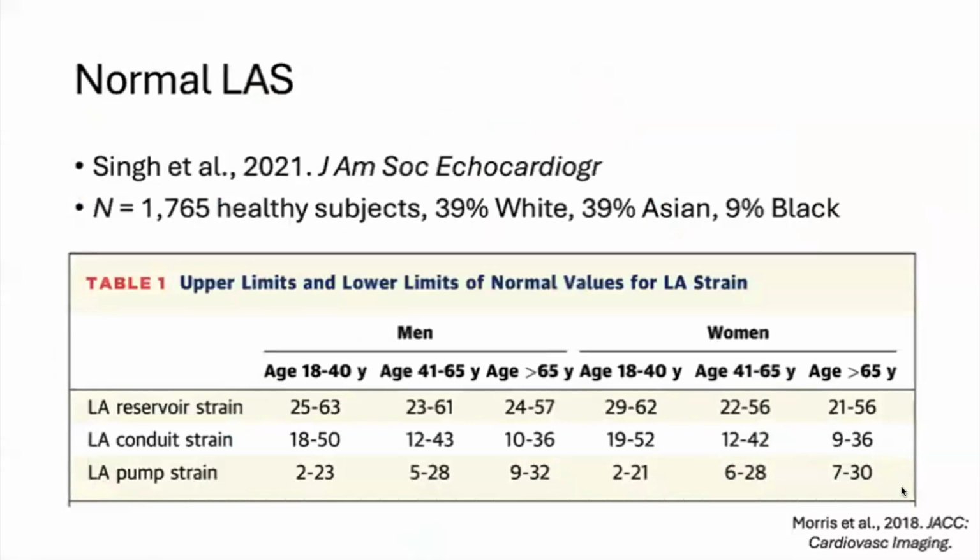Our understanding of what a normal left atrial strain is comes from the study by Singh et al., published in 2021 in the JACC journal. They performed a strain analysis on almost 1,800 healthy subjects. As you can see, there's quite a significant range to what a normal strain is, and further, there are significant differences when it comes to sex and age. These details will be important when it comes to our ability to reliably use left atrial strain analysis in clinical practice, and we'll talk about how that is sometimes a limitation.